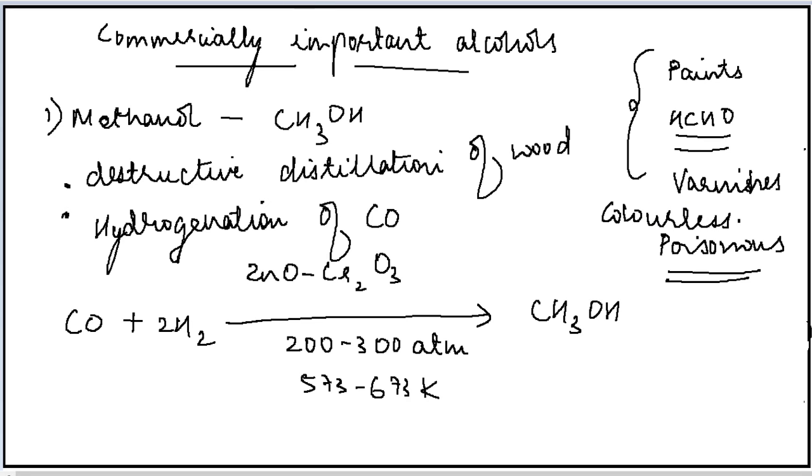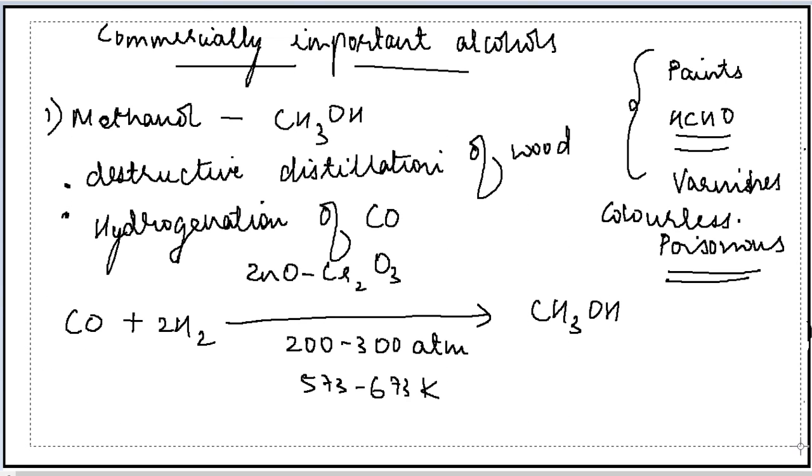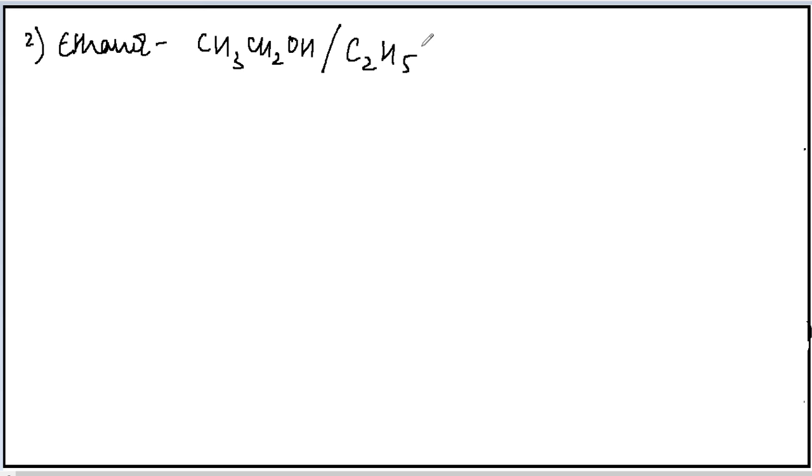Okay. Now the next commercially important alcohol that I will discuss is ethanol. The common alcohol that is used for drinking is also ethanol, although some changes are made in the chemical composition to use it for various purposes. Just look here. The oldest method that is used to prepare ethanol is fermentation of sugar.